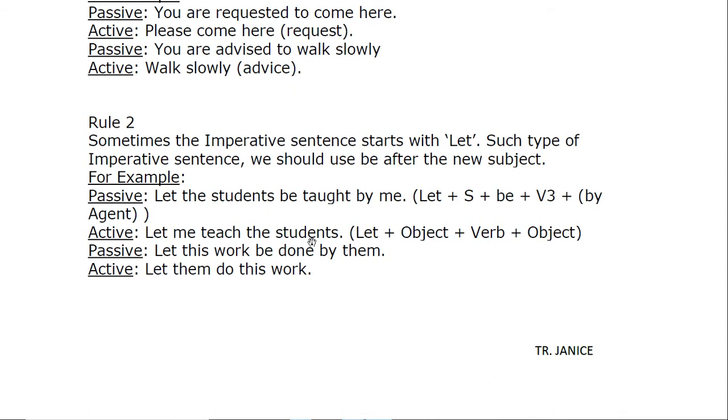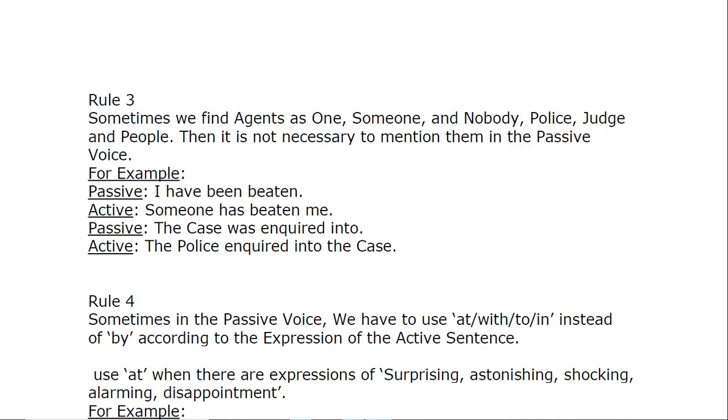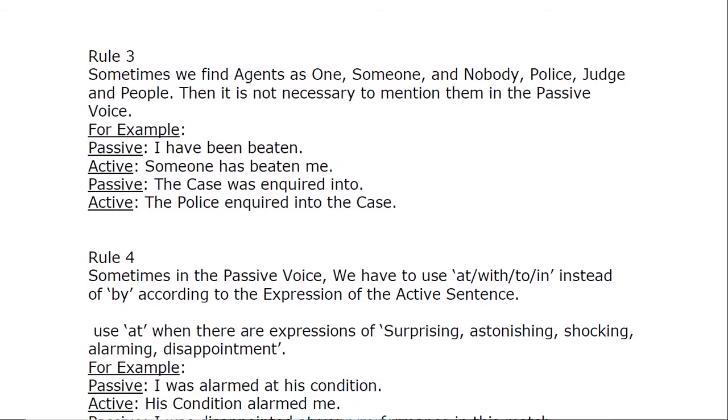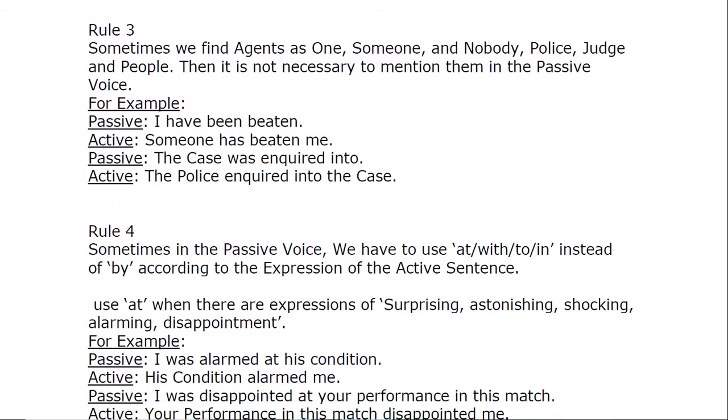Next one. Sometimes we find agents such as one, someone, nobody, police, judge and people, when it is not necessary to mention them in the passive. Like, for example, the tooth was extracted. So not necessary. Who will extract it? The dentist. So no need of saying by the dentist.